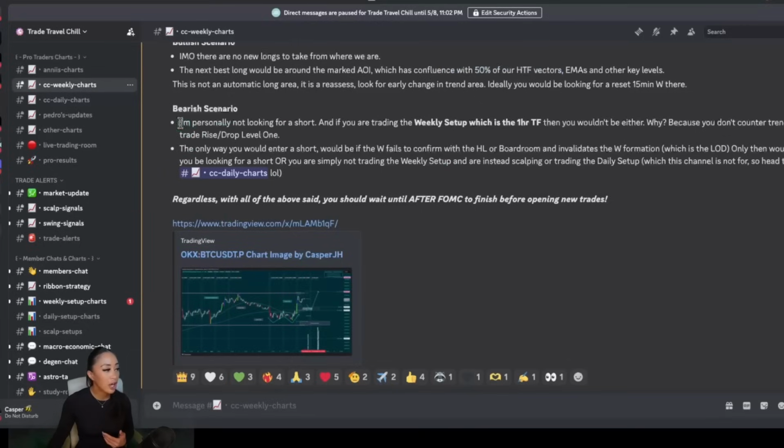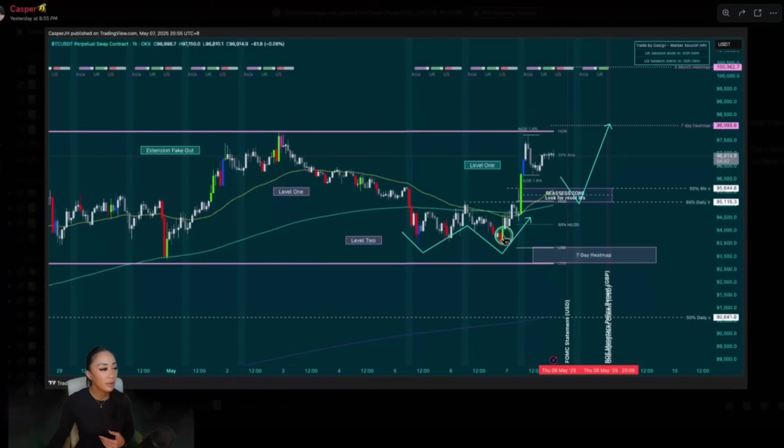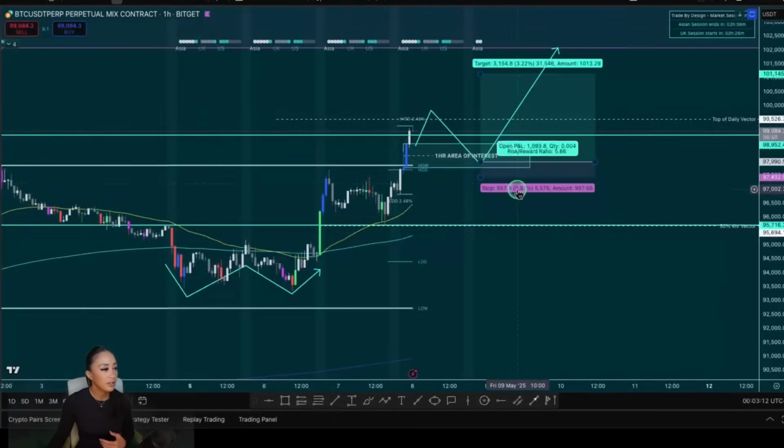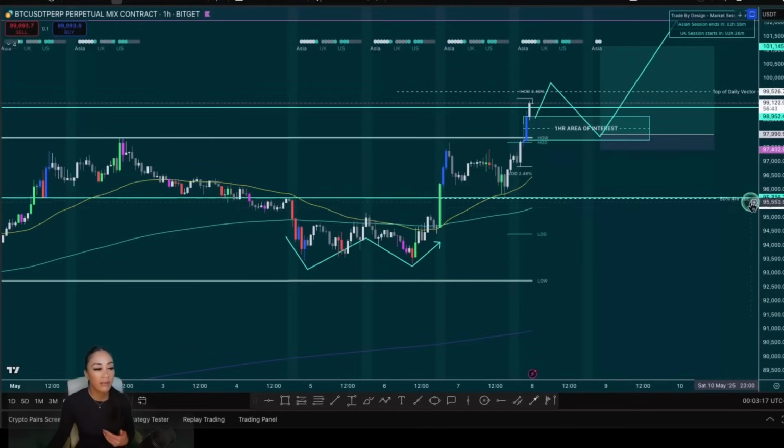The bearish scenario is, I'm personally not looking for a short, and if you were trading the weekly setup, which is the 1 hour time frame, then you wouldn't be either. And this is where we were at the time. We had our W formation, rise level 1. The next area to look for a long was back in this area of interest. And if we look at the charts, that's exactly where we bounced, 50% of the 4 hour vector.